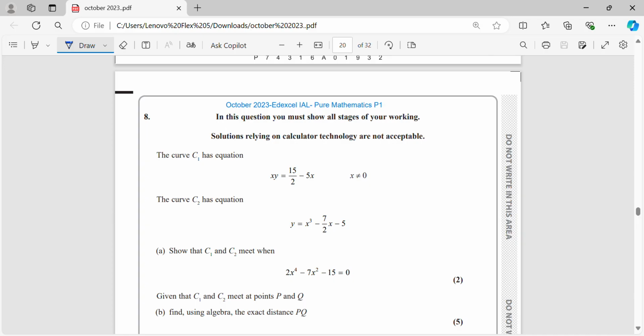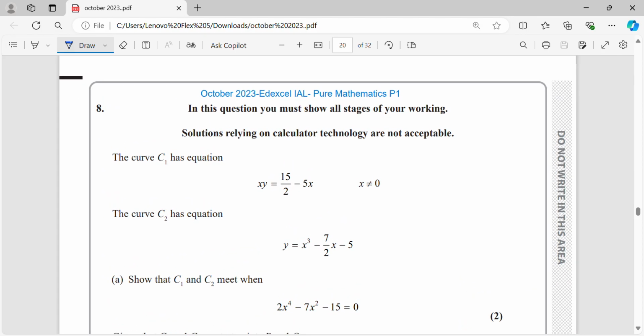In this video, I will be solving question number 8 from paper October 2023 Edexcel IAL Pure Mathematics P1. The curve C1 has equation. Alright, this is the equation for C1. This is the equation for curve C2.